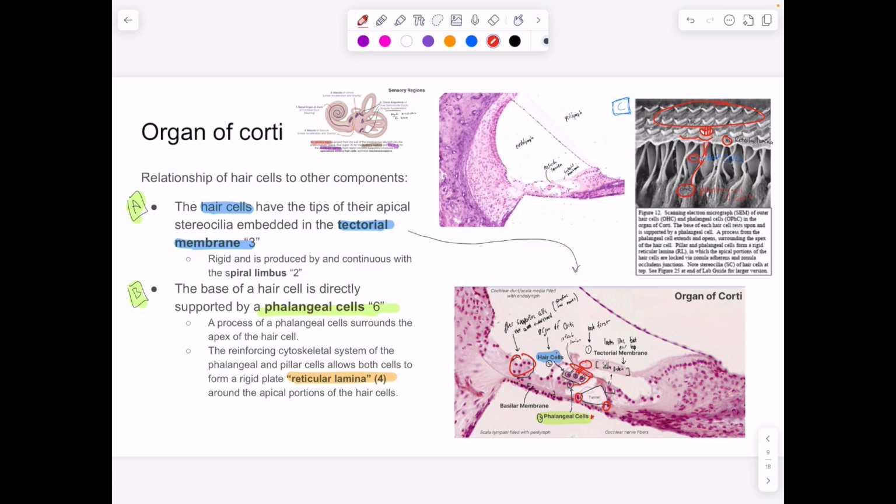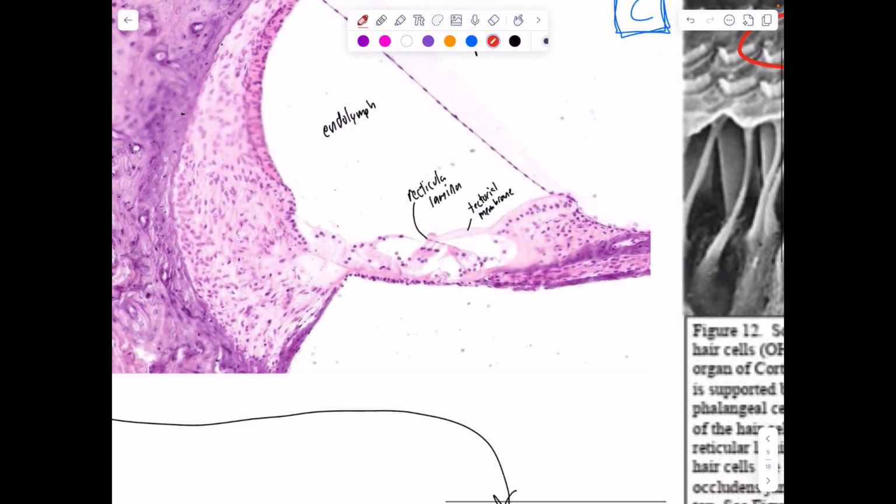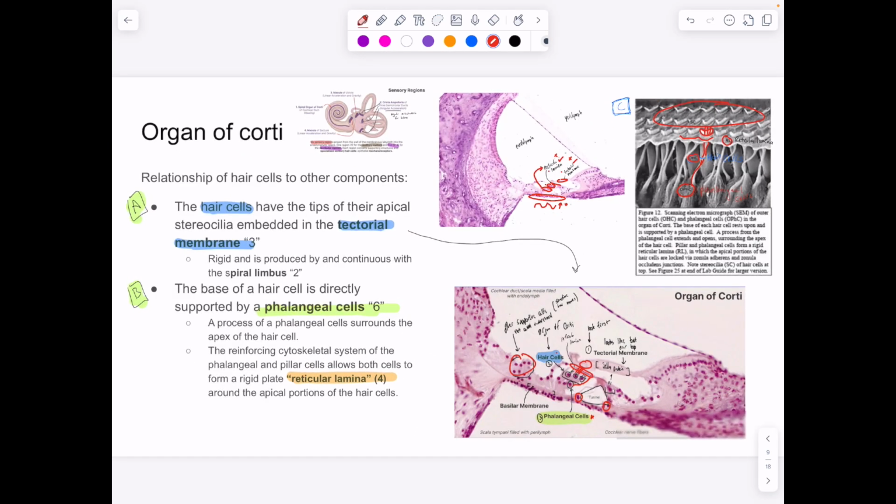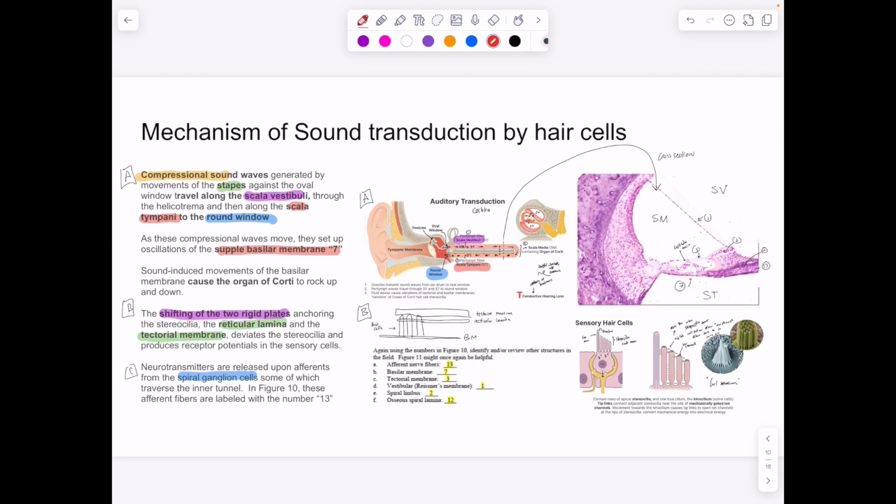Here's other supporting cells, but what do we take away? So tectoral membrane, reticular lamina, these are both rigid. Basilar membrane, floppy, hair cells, phalangeal cells. Phalangeal cells are responsible for making this guy. When sound is being transmitted, this guy wiggles. These guys do not wiggle. It causes hair cells, stereocilia, which goes through this guy into this guy, to move relative to this bottom part, causing an action potential. Okay, so not too bad.